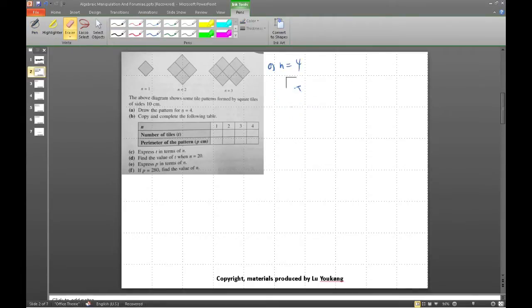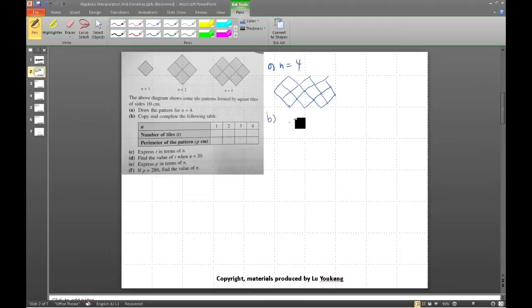You should be able to observe that if n equals 1, there is 1 square, and n equals 2, there are 4 squares, and n equals 3 is the combination of two squares overlapping with a small square. So n equals 4 is definitely 3 big squares overlapping 2 small squares. Therefore, I have drawn it out for you.